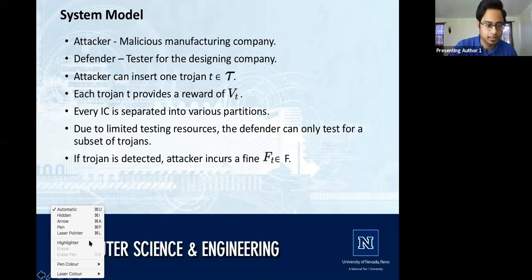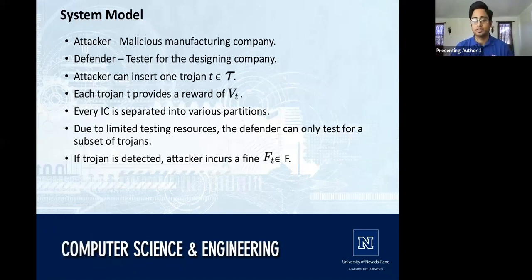So here's our system model. In our system model, we have an attacker, who is the malicious manufacturing company. You have your defender, who is the test engineer for the designing company. The attacker can insert one Trojan T, which is an element of tau. Now, tau is a set of all Trojans that can be embedded on a given IC.